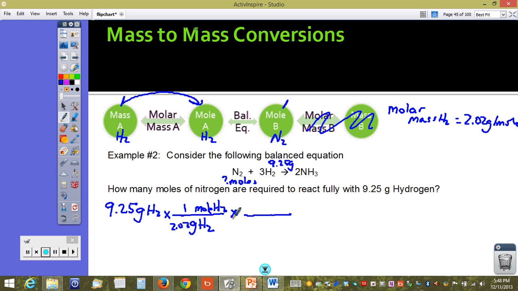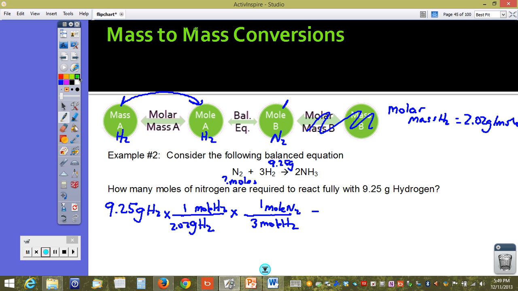So I do my new multiplication and my line. The unit comes down. Moles H2. We're going from moles of hydrogen to moles of nitrogen. So moles of nitrogen goes on the top. The balanced equation tells me what coefficients to put where. 3 moles hydrogen, so 3 moles hydrogen. 1 mole nitrogen, so 1 mole nitrogen.